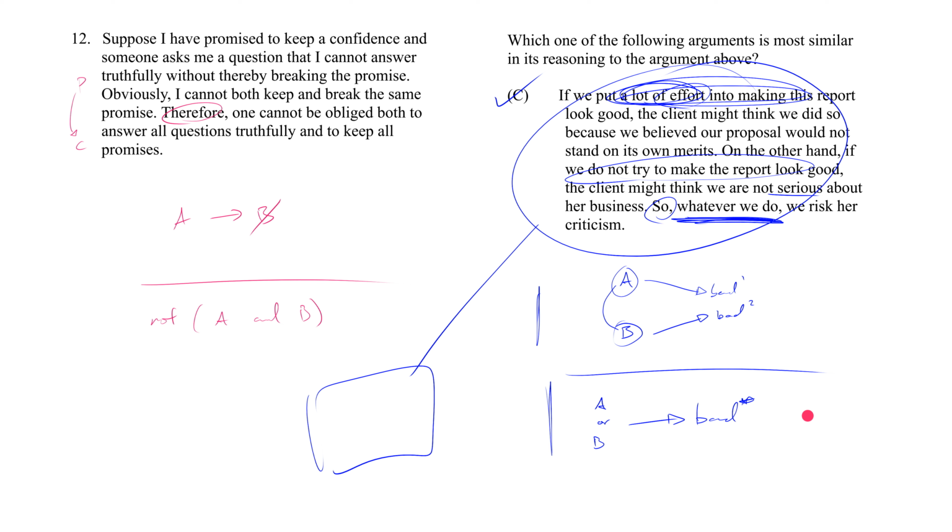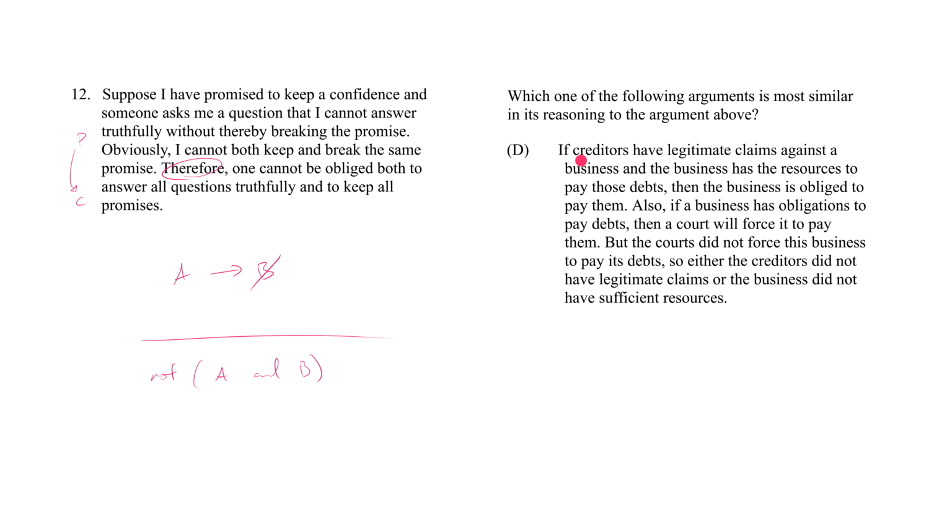That is a good practice when you're reviewing, when you're studying, because answer choice C will be the stimulus in some future question. D says, if creditors have legitimate claims against the business and the business has the resources to pay those debts, then the business is obligated to pay them. So what I just circled are the logical indicators that carve up and dictate the logical relationship of everything in the first sentence that we just read.